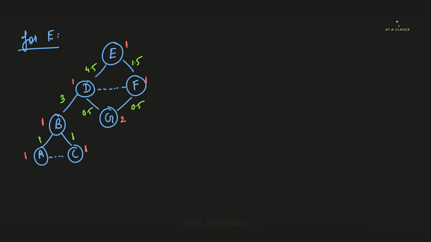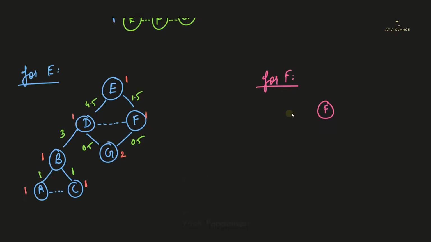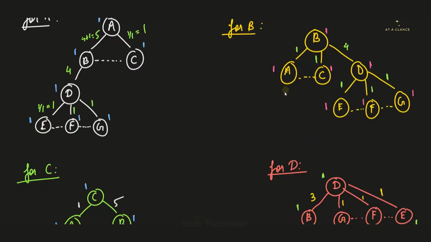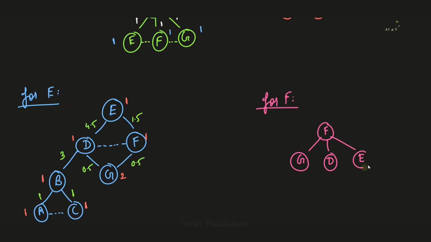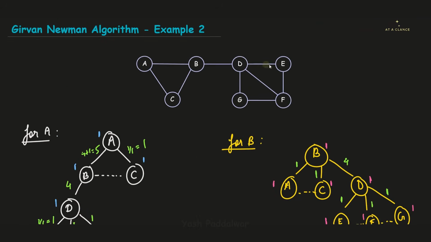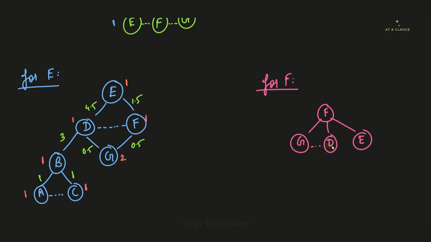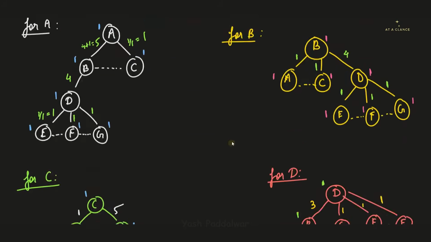Now let's move on to the next node, that is node F. Now we'll keep the root node as F. Here you can clearly see that F has three children, G, D, and E. So let's write it. Here you can see that G and B are connected to each other. So let's show it by a dotted line.